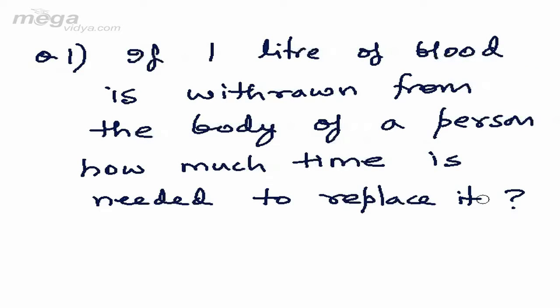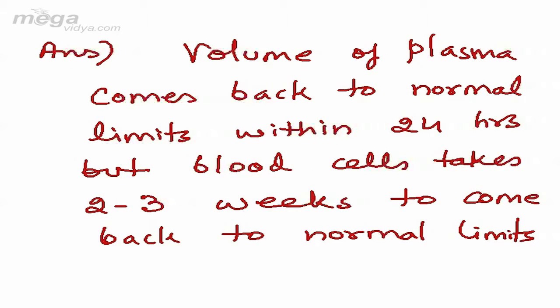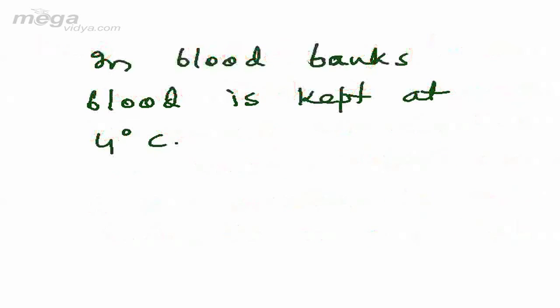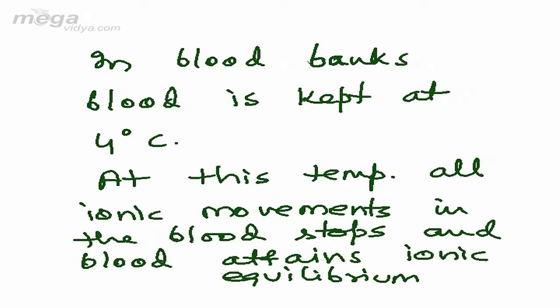Another question which you get in your entrance exam is, if 1 liter of blood is withdrawn from the body of a person, how much time is needed to replace it? There will be various combinations of answers, but the correct combination will be: the volume of plasma comes back to normal limits within 24 hours, but the blood cells take 2 to 3 weeks to come back to normal limits. In blood banks, blood is kept at 4 degrees centigrade. At this temperature, all ionic movements in the blood stop and blood attains ionic equilibrium.